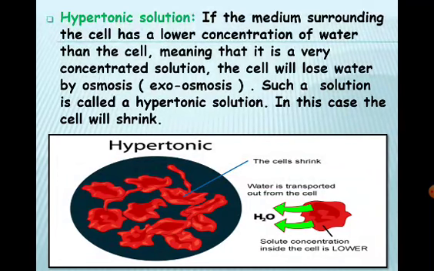Okay, so what happens if we place a cell in a hypertonic solution? Hypertonic solution means the outer solution has less water and the inside of the cell has more water, so ultimately water from the cell goes outside the cell, and this will lead to shrinkage of the cell. Okay, so in case of an animal cell this is considered shrinkage, but in case of a plant cell there is one process called plasmolysis. Okay, we will discuss plasmolysis in a later phase.